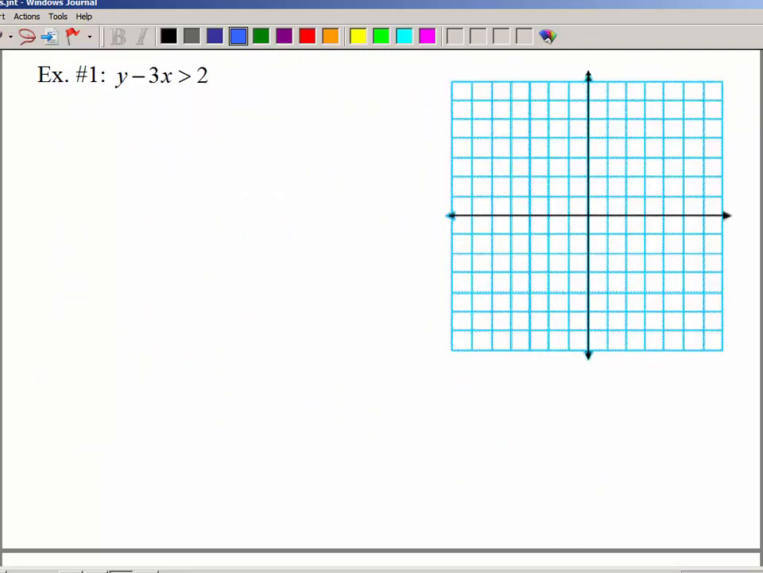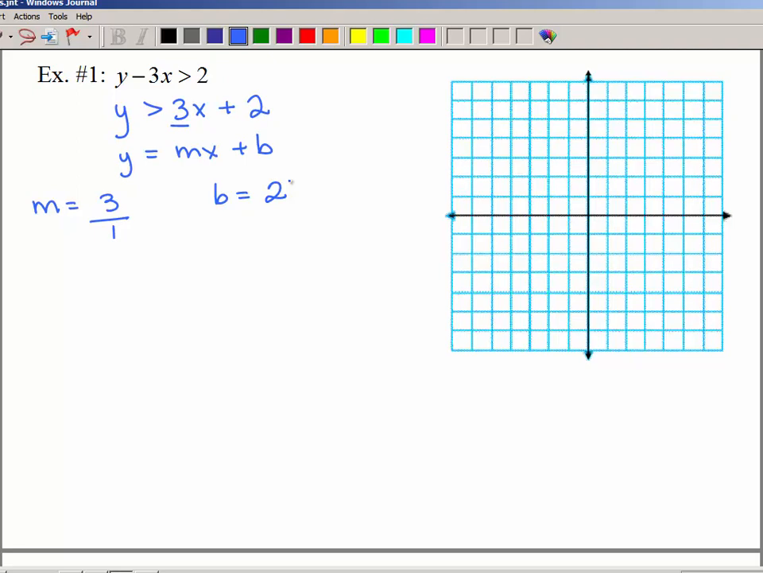We want to solve for y. So I'm going to add 3x to both sides. Now notice that is in that y equals mx plus b form. So let's identify m, which is the coefficient of x, and I'm going to put that over 1 so I can do that rise over run. And then my y-intercept is 2.